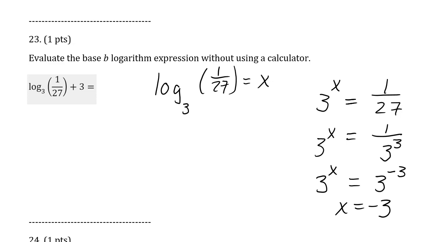I can take that part and put it back into the problem for this part, and I get negative 3 plus 3, which must equal 0. The answer to this problem is then 0.